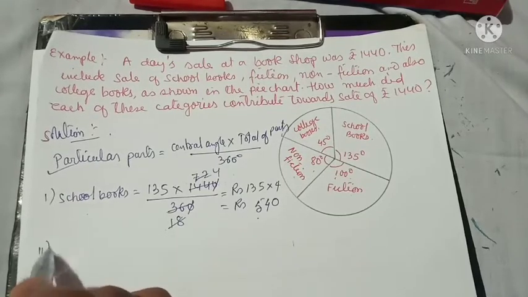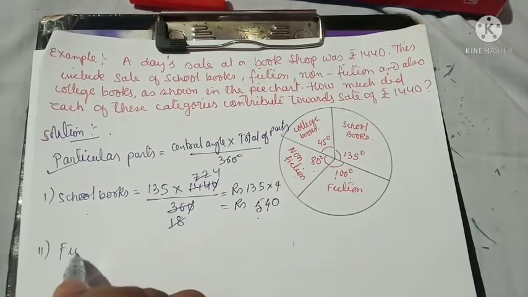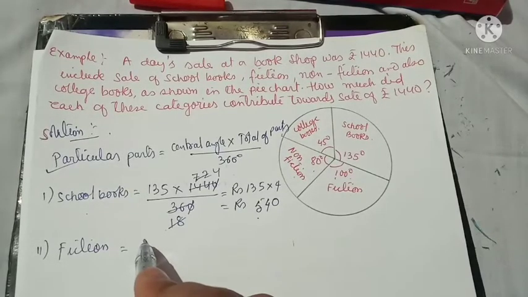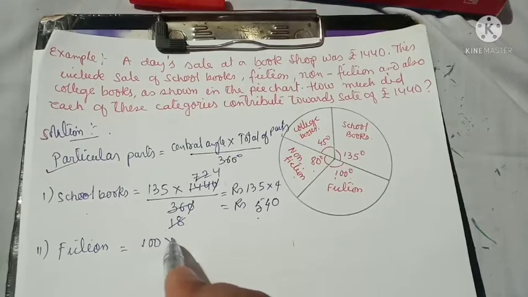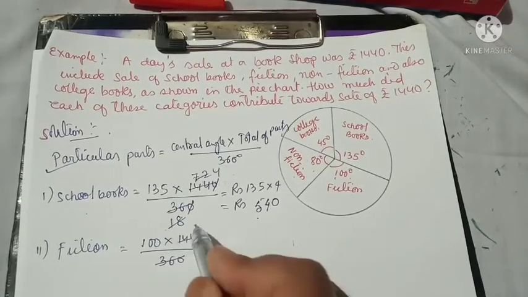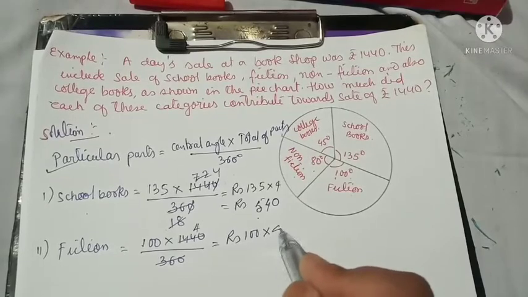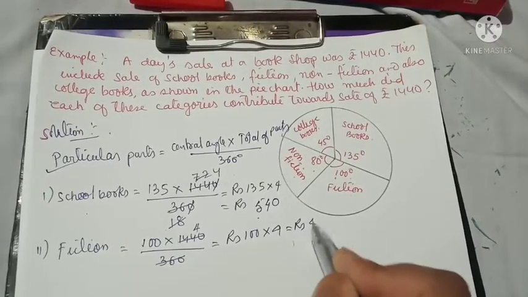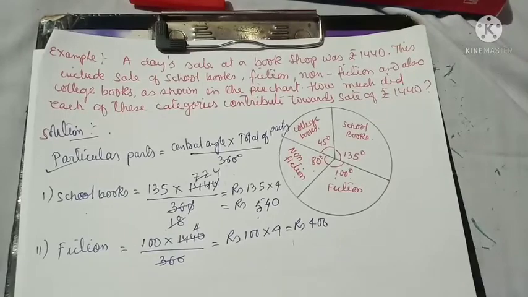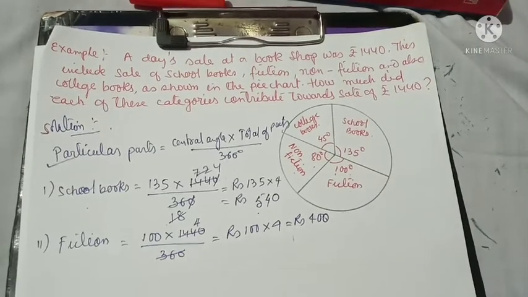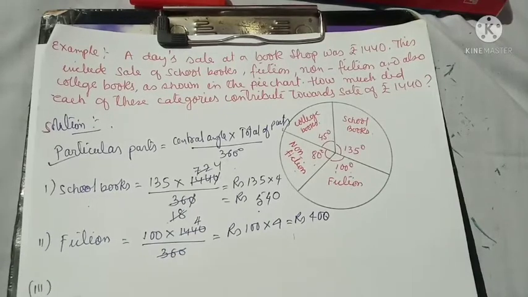The second one is fiction. Fiction is 100 into 1440 divided by 360. So you got this, your answer is 4. So rupees 100 into 4 is rupees 400 is the part of fiction. And the third one is non-fiction.